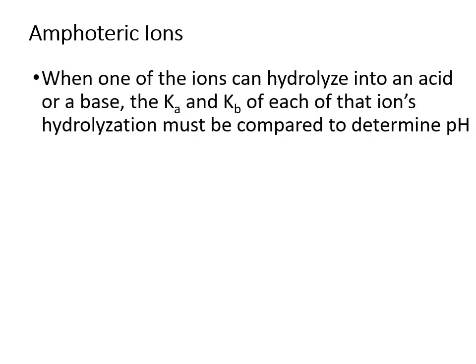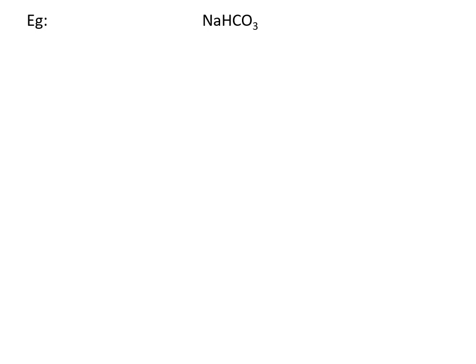Same idea as before, if it can be an acid and a base, now this time it is the single ion that is trying to be both an acid and a base. So you have to look at its Ka versus its Kb value. Is it a better acid or is it a better base? Things that are amphoteric, so for example, sodium bicarbonate.